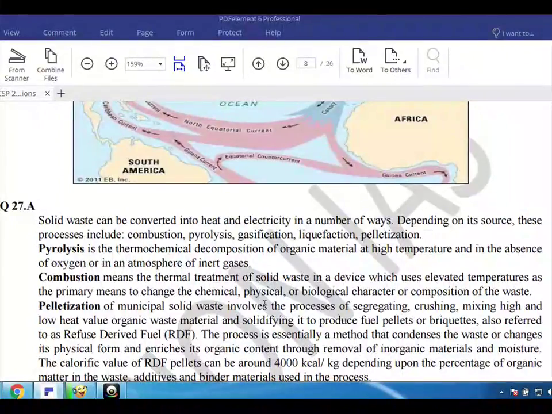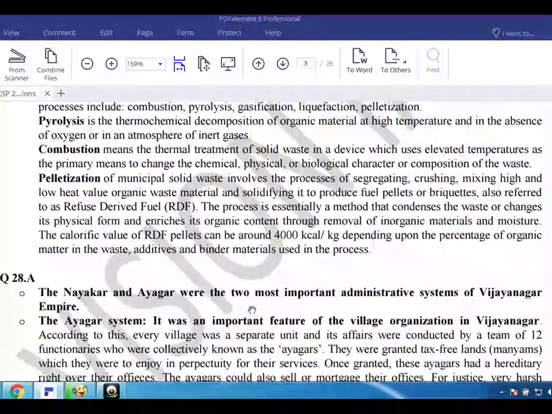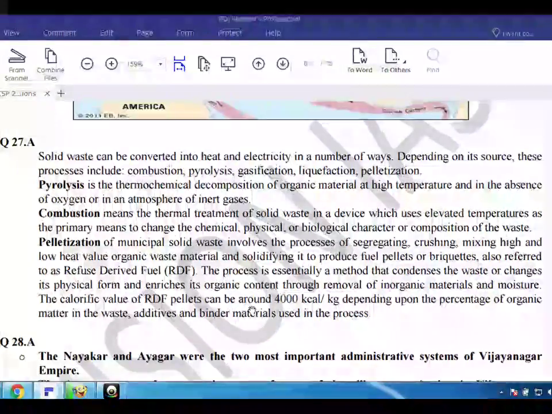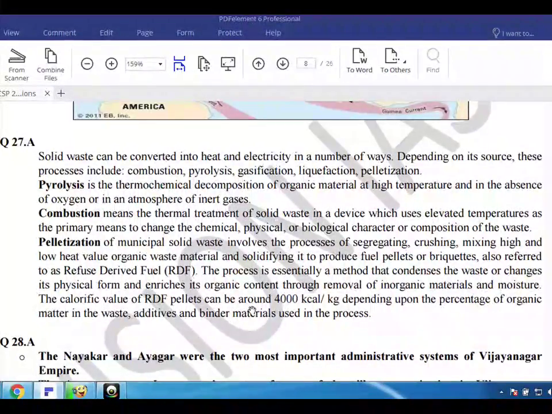Pyrolysis is the thermochemical decomposition of organic material at high temperature and in the absence of oxygen or in an atmosphere of inert gases. Combustion means the thermal treatment of solid waste in a device which uses elevated temperatures as the primary means to change the chemical, physical, or biological character or composition of the waste.